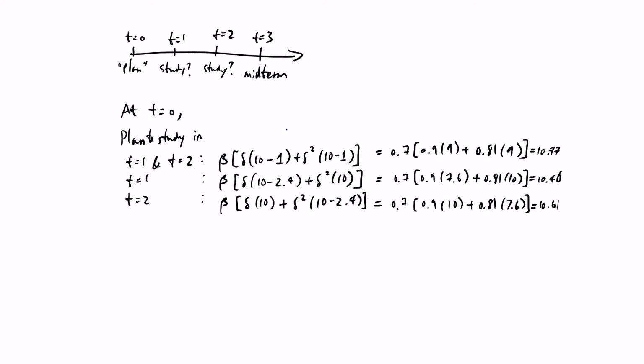0.7 times 0.81 plus 9. 0.81 times 9 plus... Oh yeah, okay. That's right. So the calculations are correct.